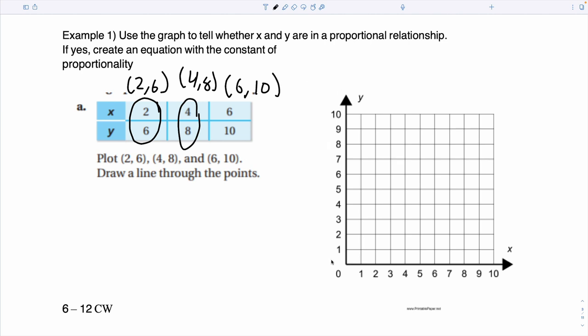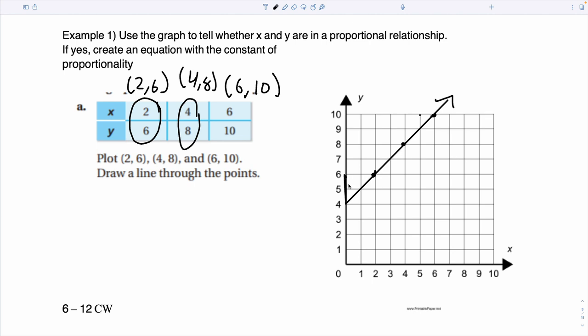Cameron, you think it's what? Okay, let's check. Over 2, up 6. Over 4, up 8. Over 6, up 10. And draw your line. Interesting. What do you notice a few things about this table or about this graph? Daniel.